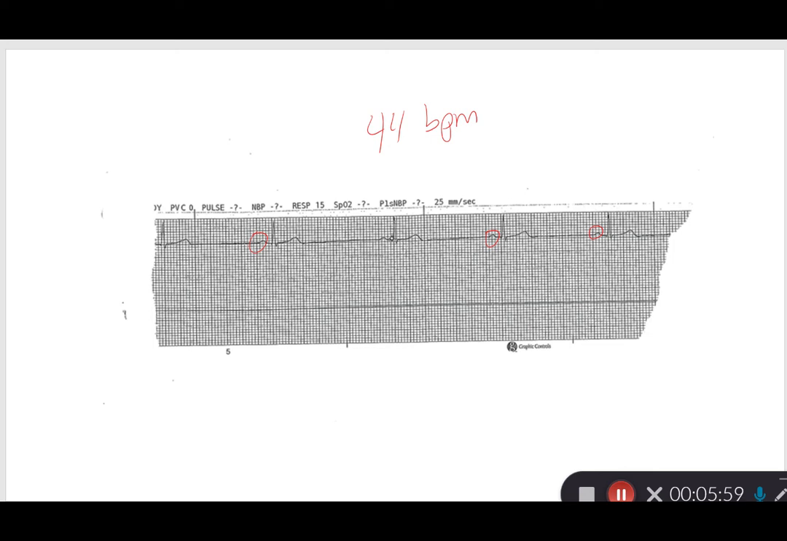My QRS looks narrow, so I don't have to worry about it being ventricular. And my PR interval is about 4 blocks, so that's within normal limits. My J point ends right on that isoelectric line, so I don't have any ST segment elevation or depression. So everything else about this rhythm is very normal, except for the fact that it is slow. So I'm going to call this a sinus bradyrhythm.